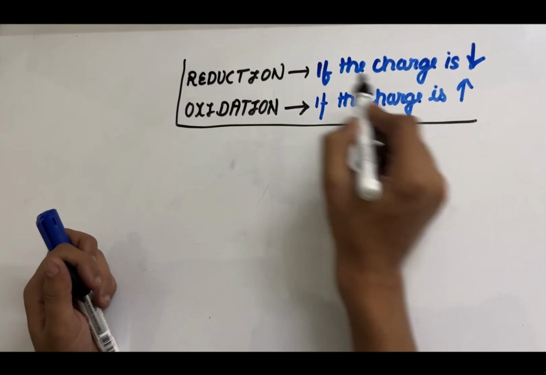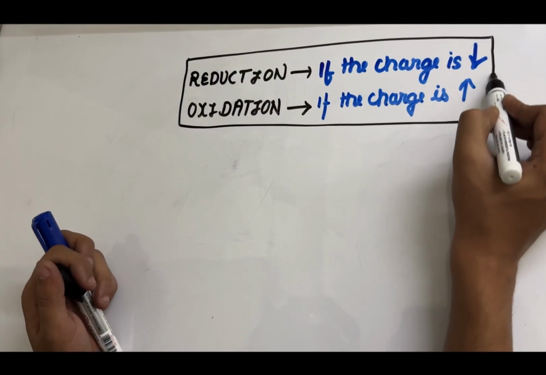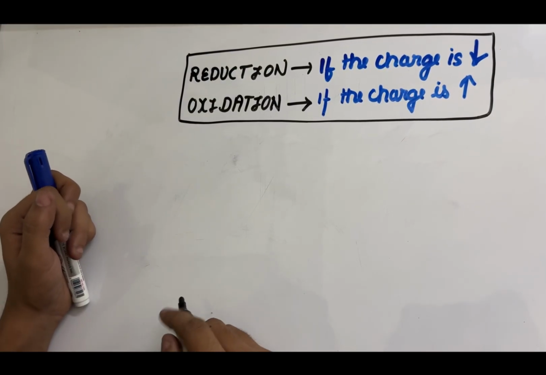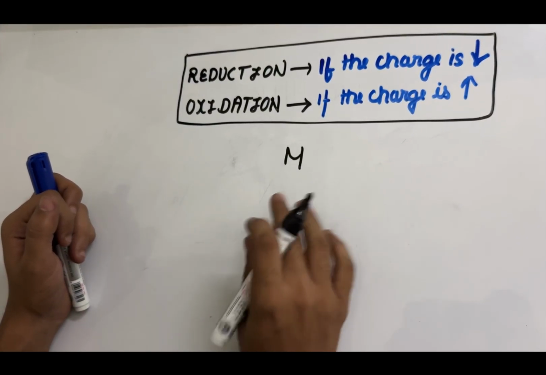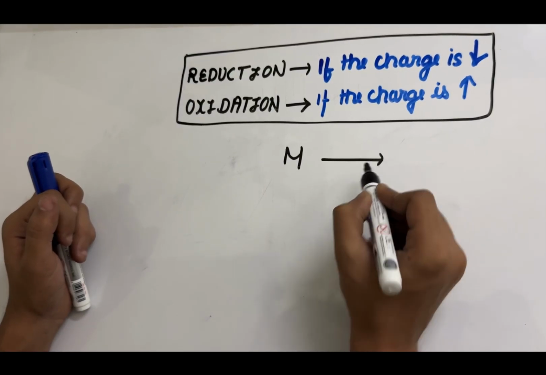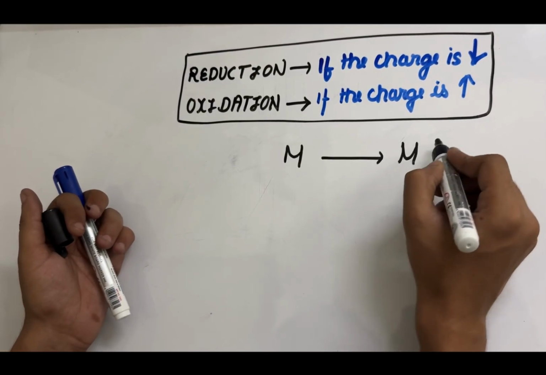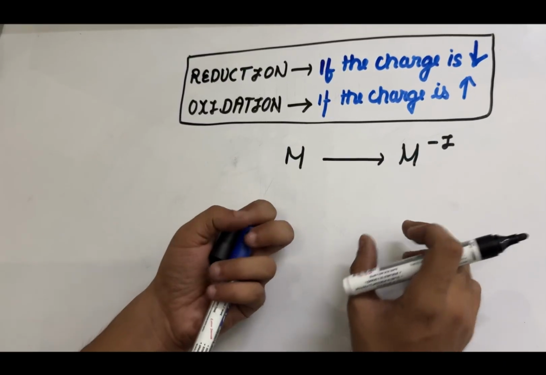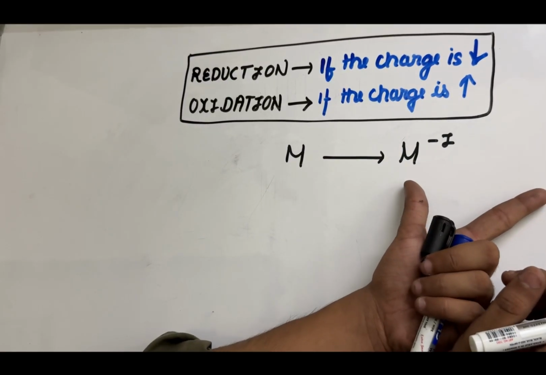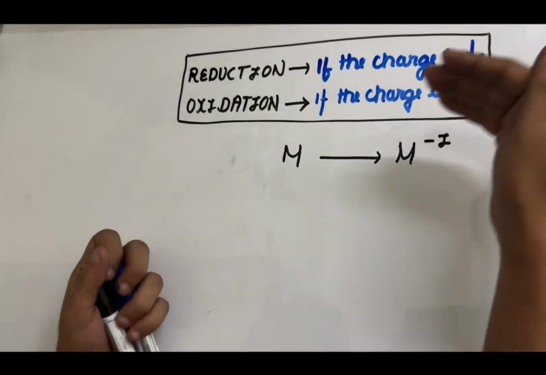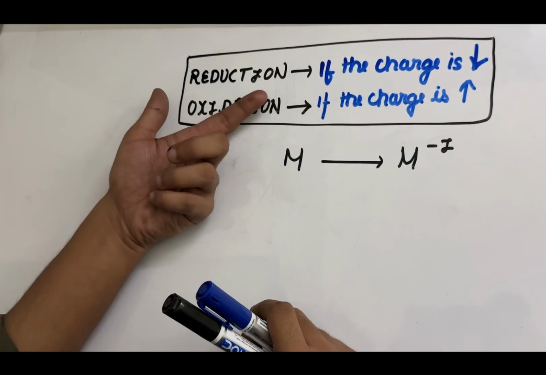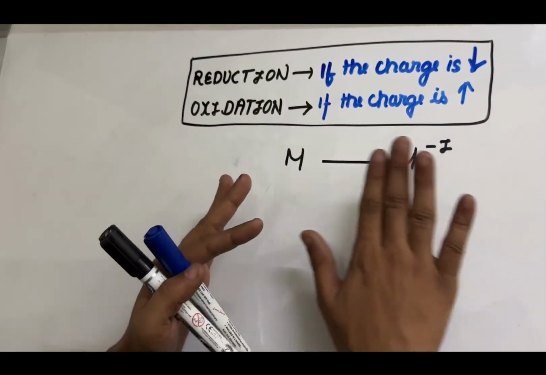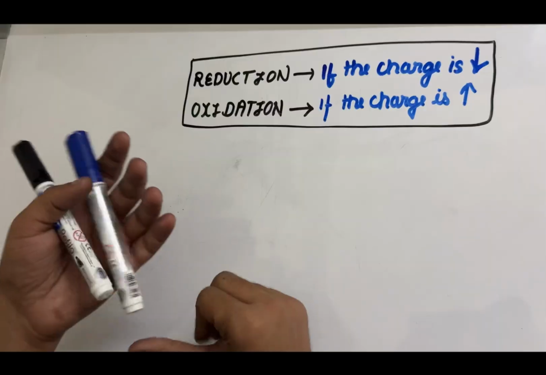Now, let's take an example of these two things. I'm putting these two definitions in brackets. Now, focus here. If I have M and now M becomes M minus 1, it was neutral and now it becomes minus 1. So it is a reduction case, in which the charge has decreased.